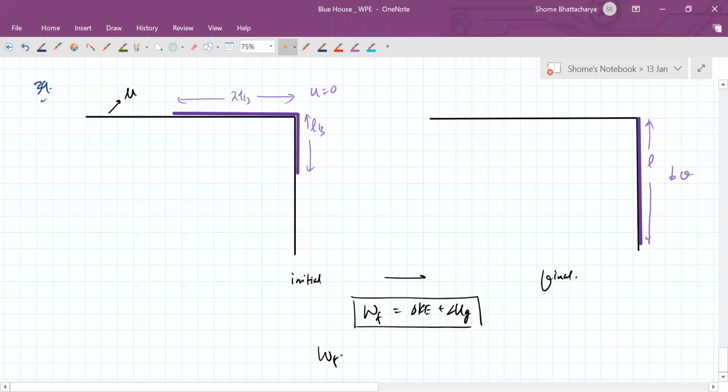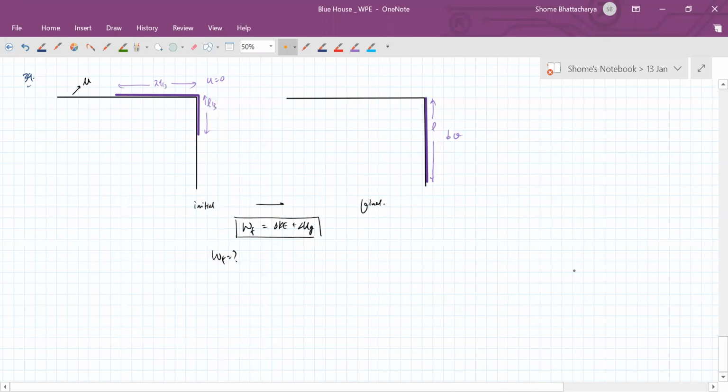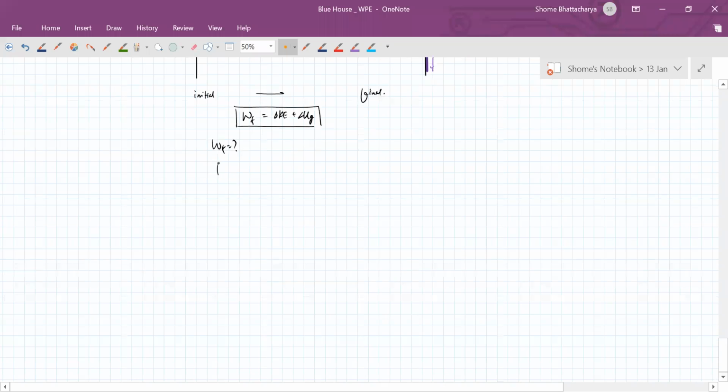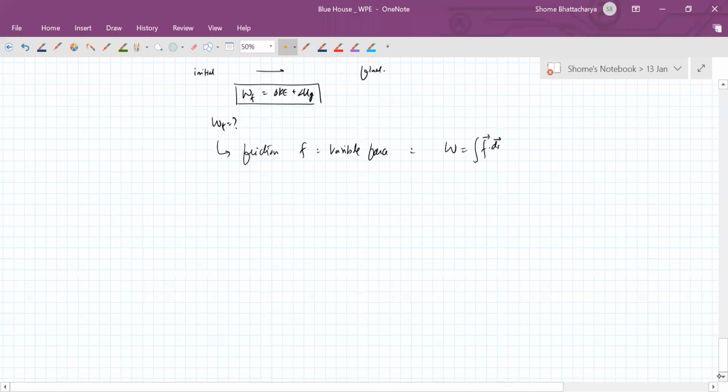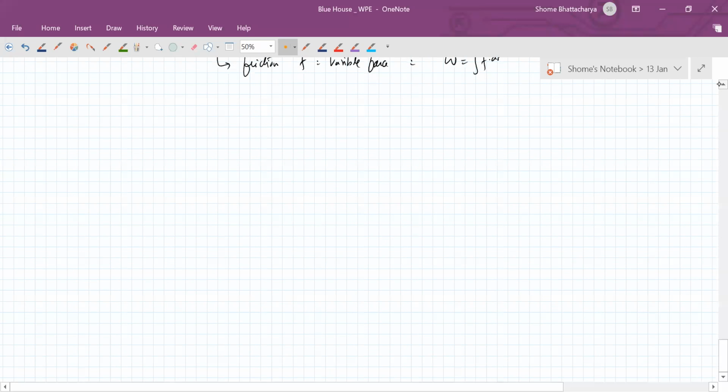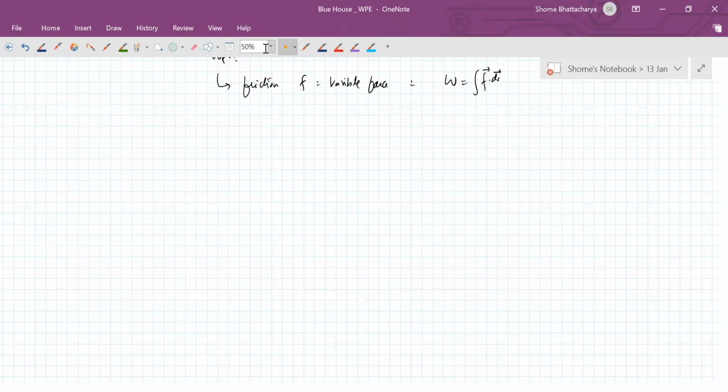So in this, let's calculate the work done by friction first. So what is happening is that as the chain is sliding, the frictional force acting is variable. So here what will happen is friction will be a variable force. So we have to calculate work done by integration. You cannot just calculate it with dot product. So how to calculate it by integration, let's understand.